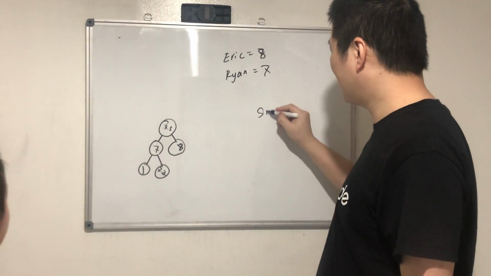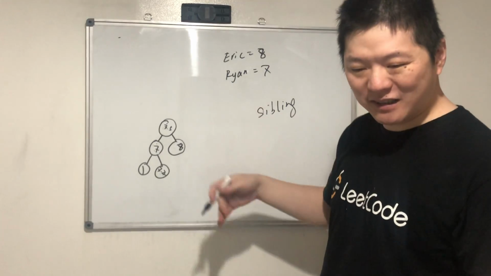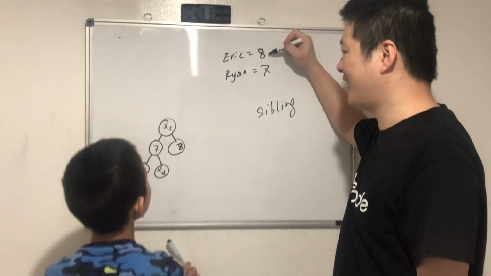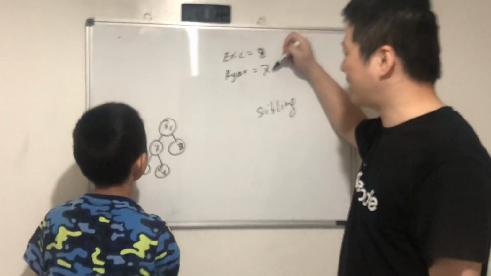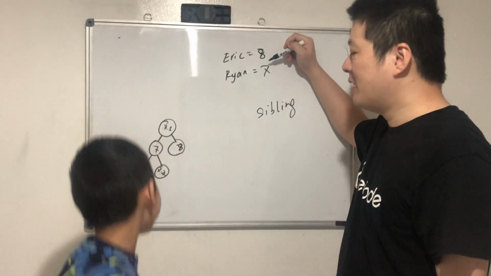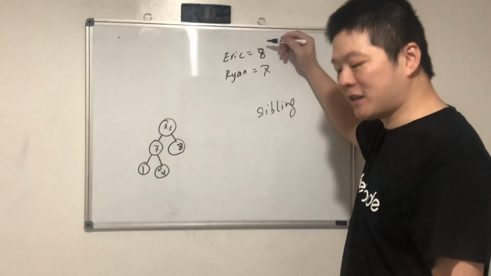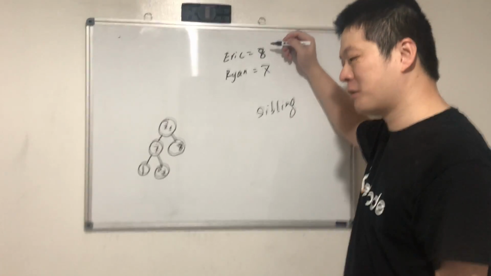Now the target is that if I want to find the sibling, you know the sibling? Brothers, sisters, sibling. Suppose I want to find the brother of Eric. And the brother of Ryan is Eric, right? I'm the oldest sibling. Okay, so how do you search this? What's the idea? How are we dealing with this problem?